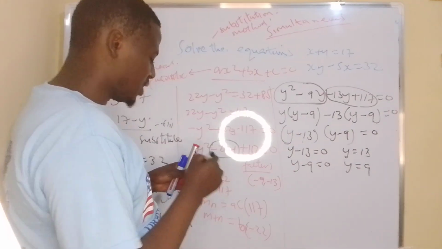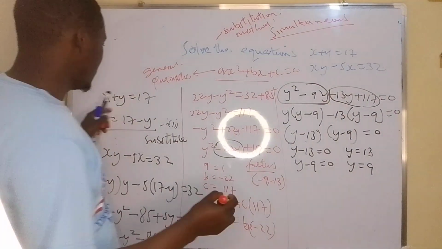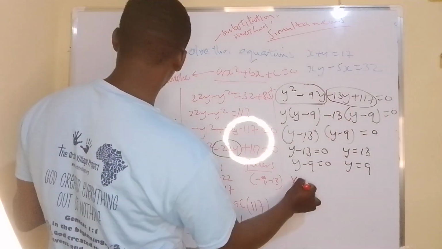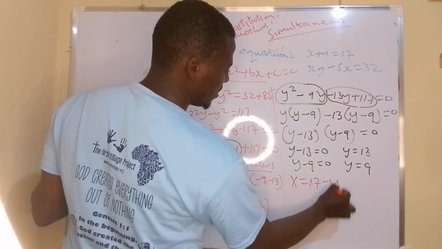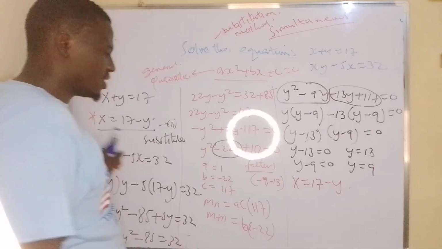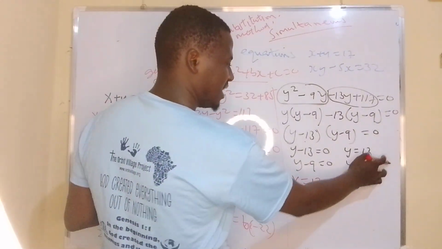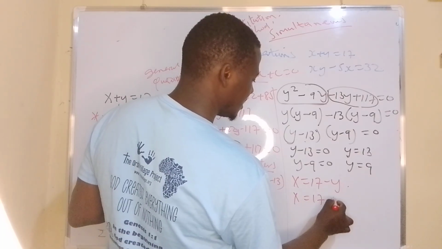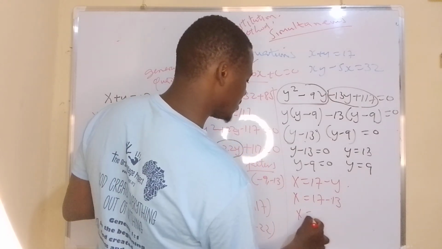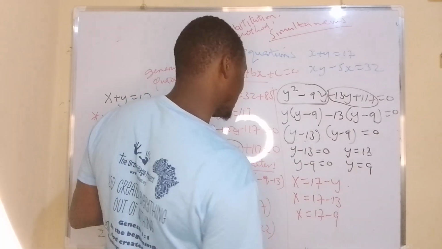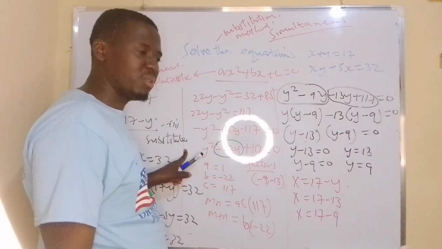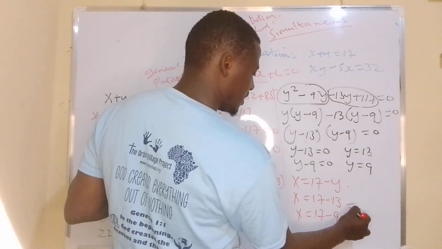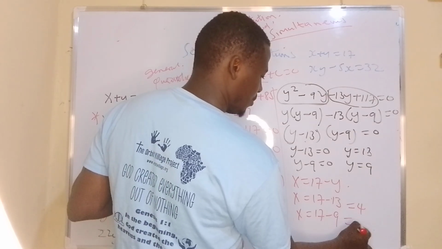With that, we know, and this is important, that we had x equals 17 minus y. So what is the value of x when y is 13 and when y is 9? Say x is equal to 17 minus 13, and also x is equal to 17 minus 9. We are replacing the value of y where there is y. So it gives you 4, and 8.